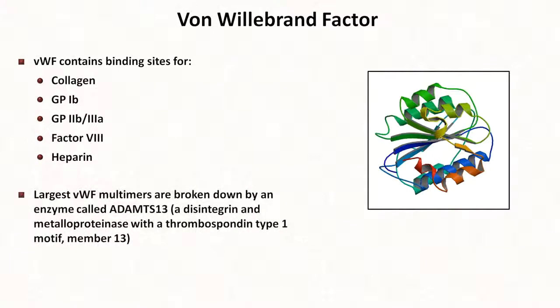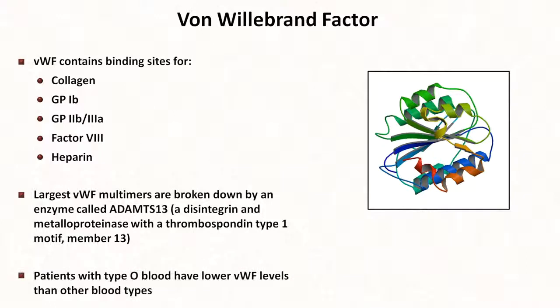The largest multimers are broken down by an enzyme called ADAMTS13, an acronym which stands for a disintegrin and metalloproteinase with a thrombospondin type 1 motif, member 13, that must be one of the most ridiculous enzyme names in the body. The enzyme is important, however, because reduced activity can lead to a life-threatening condition called thrombotic thrombocytopenic purpura, or TTP, in which patients develop microscopic blood clots throughout the body. TTP will be discussed in a later video.